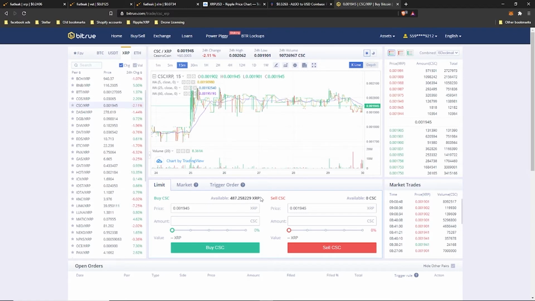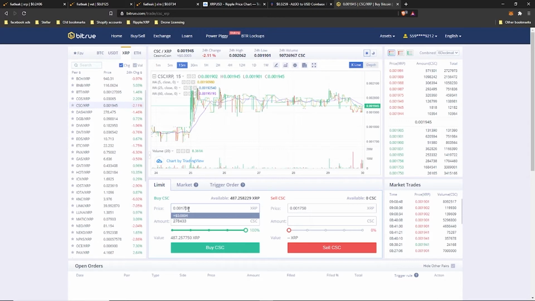Okay, so basically this is how much XRP I have, and the price of CSC right now is 1945. Actually, that 1945 is the price in XRP it's going for, so those are the drops it's going for. The CSC price is actually 0.0005 right now. I want to buy below that. So if I were to buy right now, I would get 278,000 coins, basically. But I don't want that.